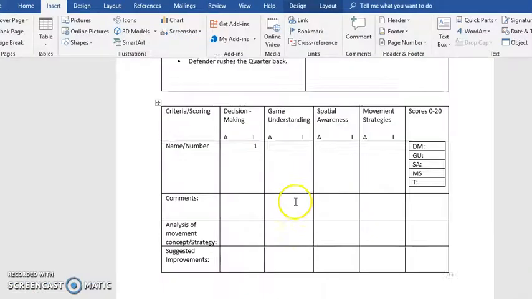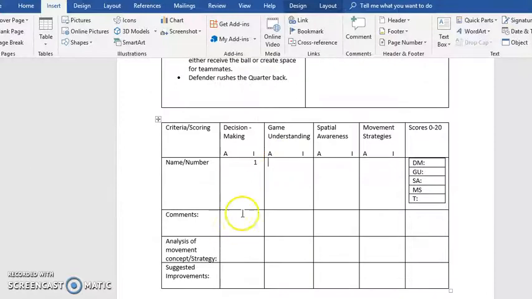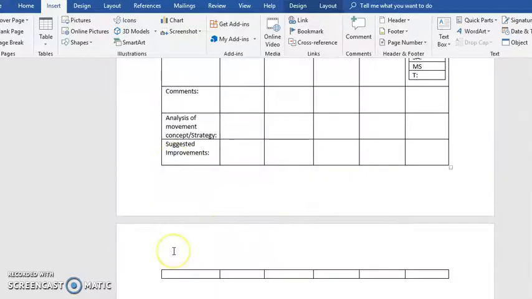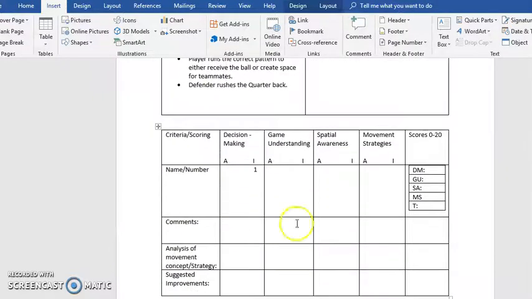Right, that should explain most of it. However, the last little bit I want you to do is in this section, put down any comments you think are relevant for decision making, game understanding, spatial awareness, or movement strategies based on your player. Now you want to analyze their movement concept strategies. So if they did it well, if they didn't do it well, and then tell me areas for improvement. All right, that should be pretty self-explanatory for the rest of it.